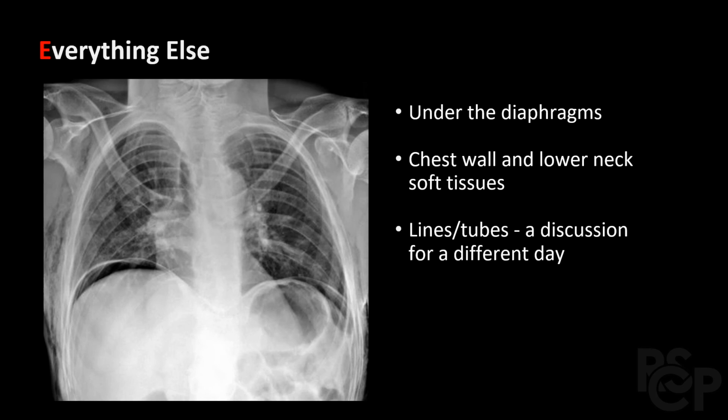As we conclude with everything else, we look underneath the diaphragms, and in this patient we see free air concerning for pneumoperitoneum. We look for chest wall soft tissues, and in this patient we can clearly see right chest wall subcutaneous gas, and in the lower neck soft tissues. Lines and tubes remain a discussion for a different day.